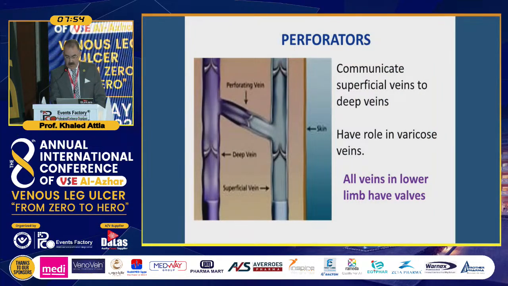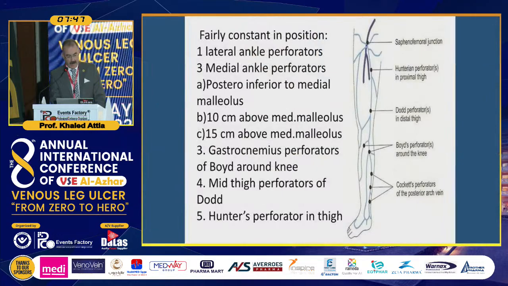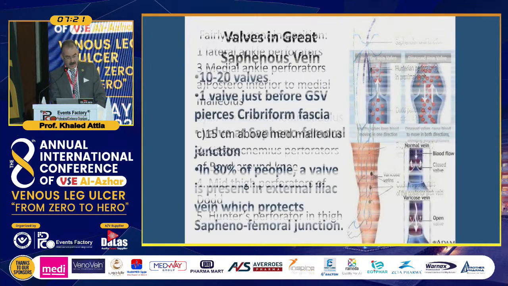Perforators communicate the superficial veins to the deep veins and have a role in varicose veins. All veins in the lower limb have valves. Fairly constant in position are the valves and perforators: lateral ankle perforators, medial ankle perforators, posterior inferior to the medial malleolus, 10 centimeters above the medial malleolus, 15 centimeters above the medial malleolus, gastrocnemius perforators, perforators around the knee, mid-thigh perforators, Dodd's perforators, and Hunter's perforators in the thigh.